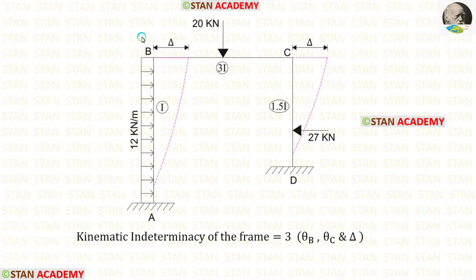We know that this frame is subjected to sway. Let us assume that the sway occurs towards the right side. So the kinematic indeterminacy of the frame is 3. They are theta B, theta C, and the sway delta.